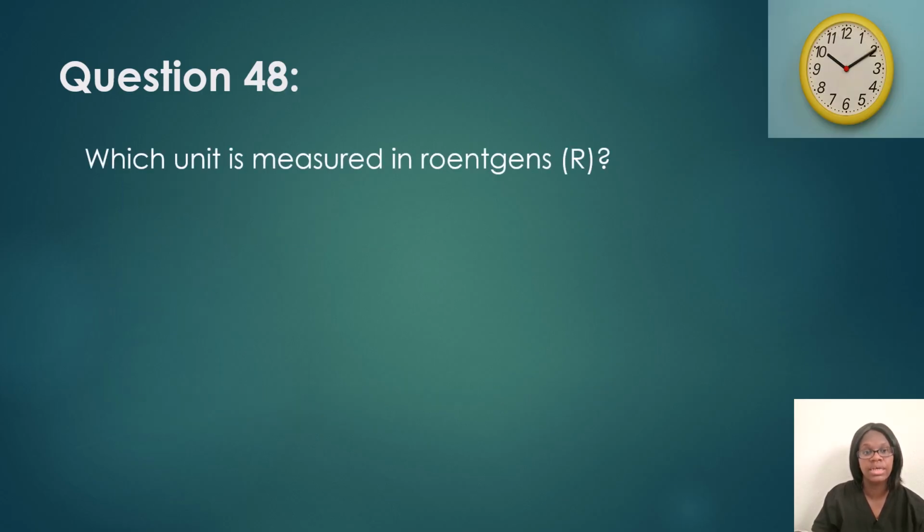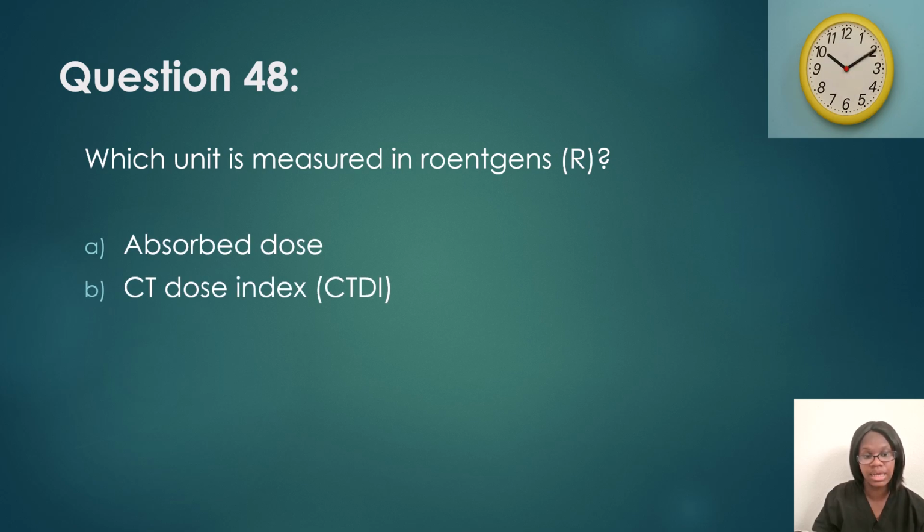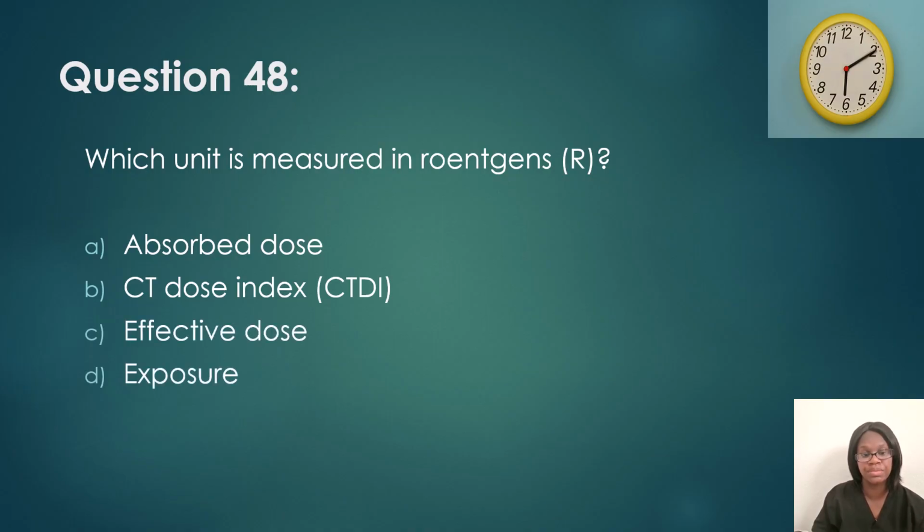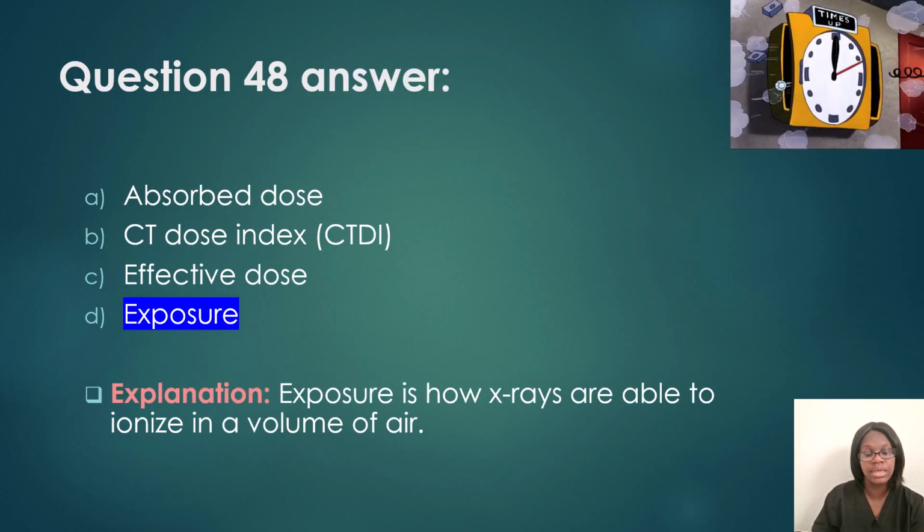Question 48. Which unit is measured in Roentgens? A, absorbed dose, B, CT dose index, C, effective dose, D, exposure? All right, the correct answer is D, exposure. This is how X-rays are able to ionize in a volume of air.